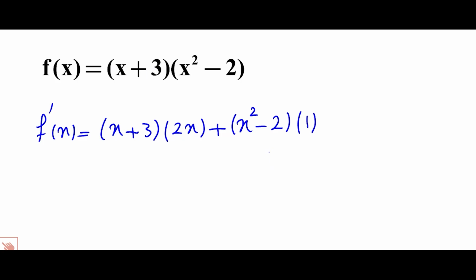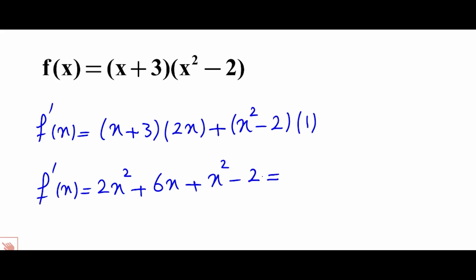Okay, and if you have to, you can simplify this. So we have f prime of x is equal to 2x times x, which is 2x squared, plus 3 times 2x, which is 6x, plus x squared minus 2 times 1, which is x squared minus 2. So we have 2x squared plus x squared, which is 3x squared, plus 6x minus 2.